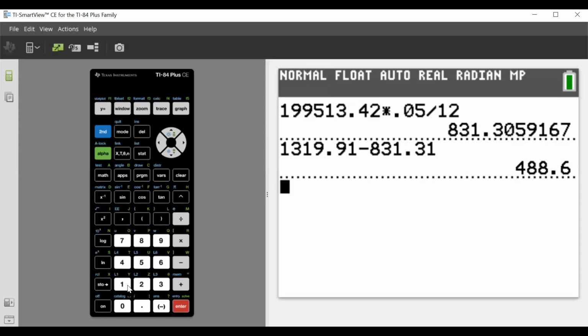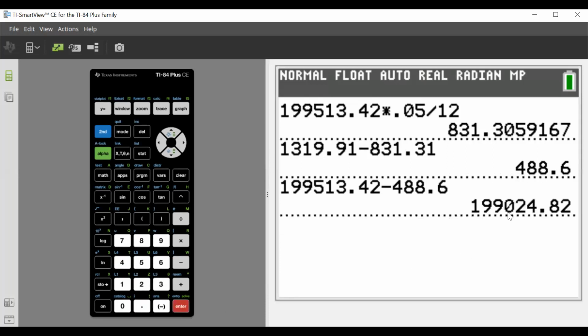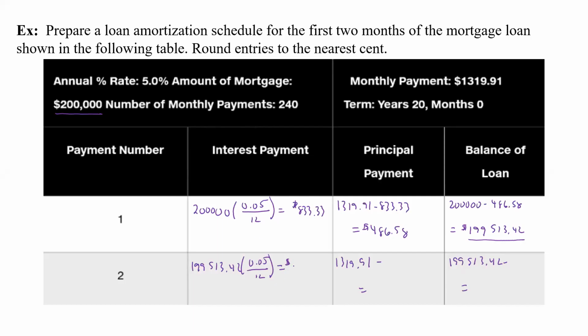And then our last piece is going to be the 199,513.42 minus our 488.6. And that's going to give us 199,024.82. So let's go back over here and write that down. So this one was 831.31. That was 488.60. And so then that gives us 199,024.82, if I remember right.